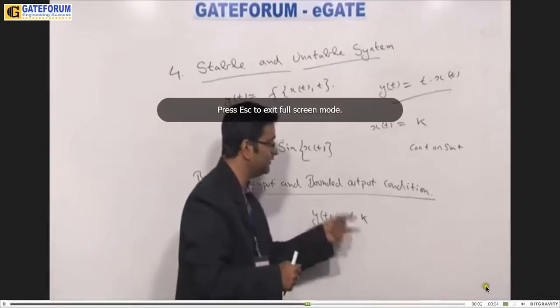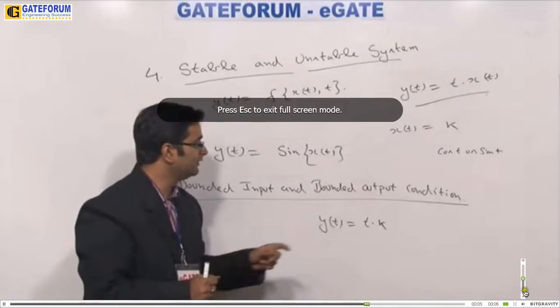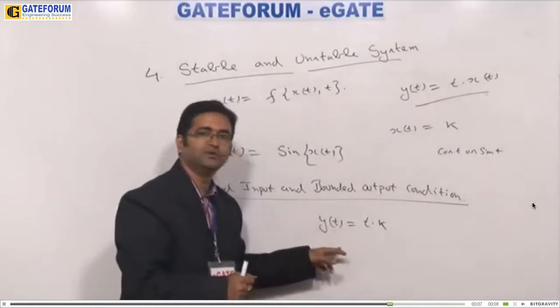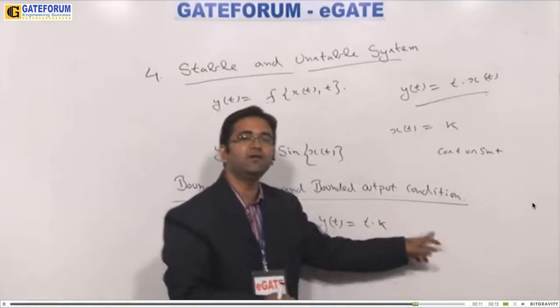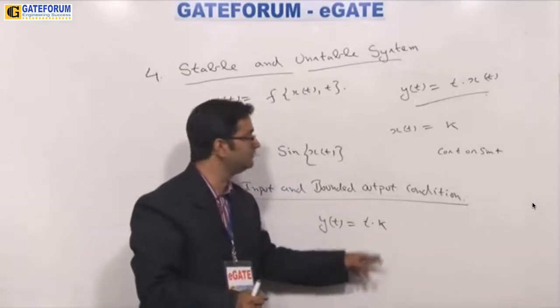Output you are getting at t dot k. Now see what is happening. When the t value is 0, output is 0. As the t value is increasing, output is increasing. Finally, when t is tending to infinity, what happens to the output? Output will also go to infinity.